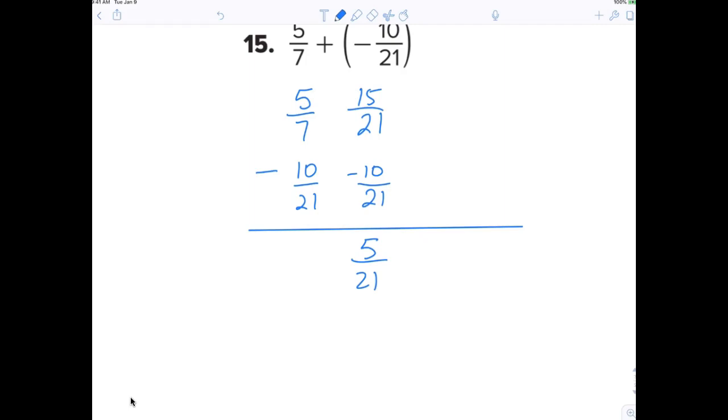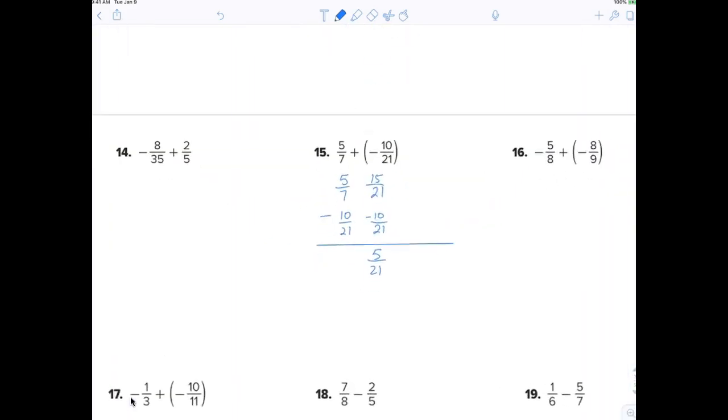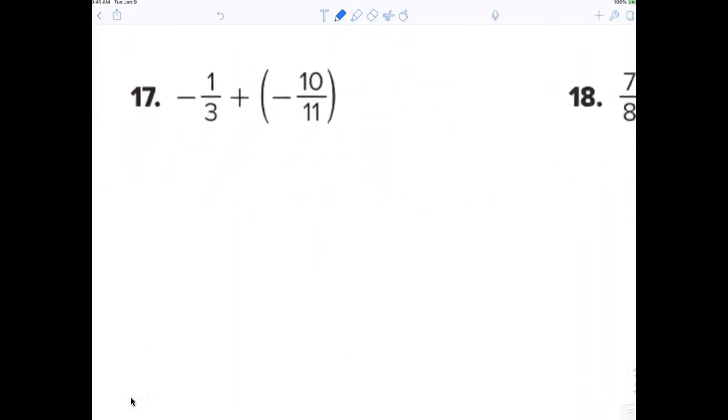Is everybody happy with that? Leave it as an improper fraction. But you can't have an improper fraction with a mixed fraction, though. I said that. All right. Next. Let's try 17.